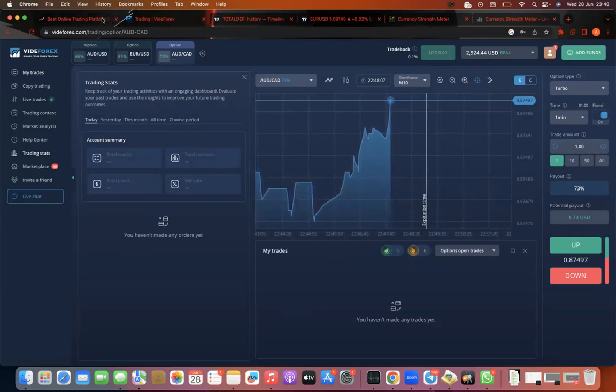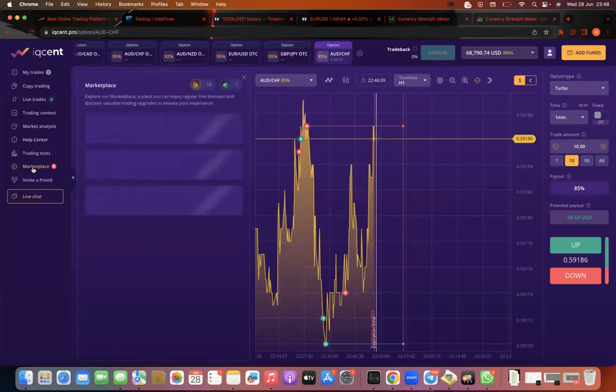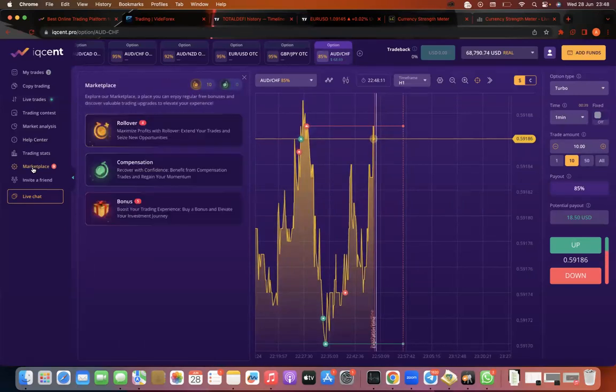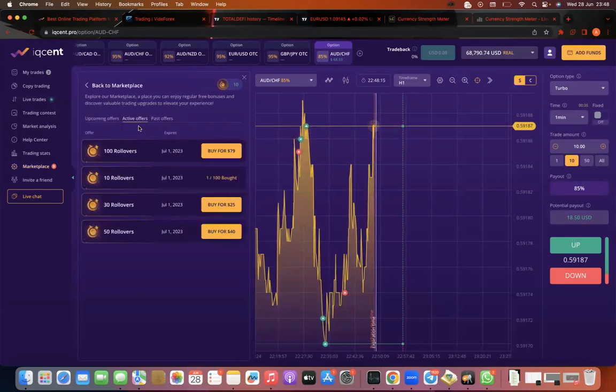Okay. So then you can see your marketplace. Marketplace is more like a market. It's your market square. You can come here to buy rollover. Come here, you can see the price for rollovers. All right. You can buy 10 rollovers for this price.